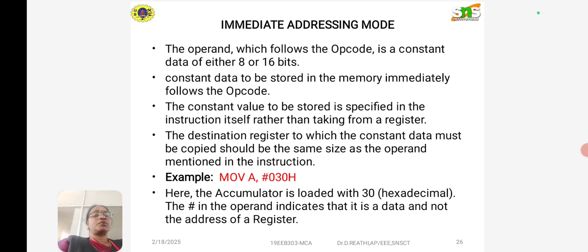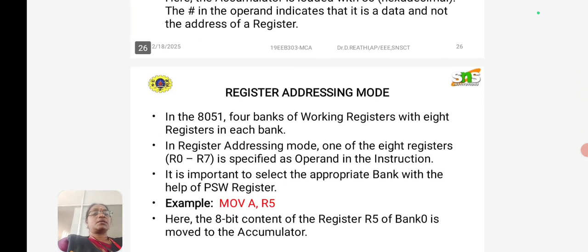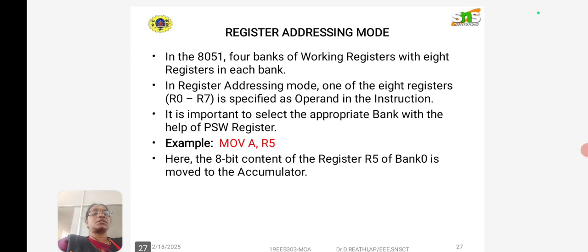The example: MOV A, #30H. Here the accumulator is loaded with 30. The hash represents the immediate addressing. So immediately the 30 data is moved to the accumulator, which is called the immediate addressing mode. And then the next one is register addressing mode.